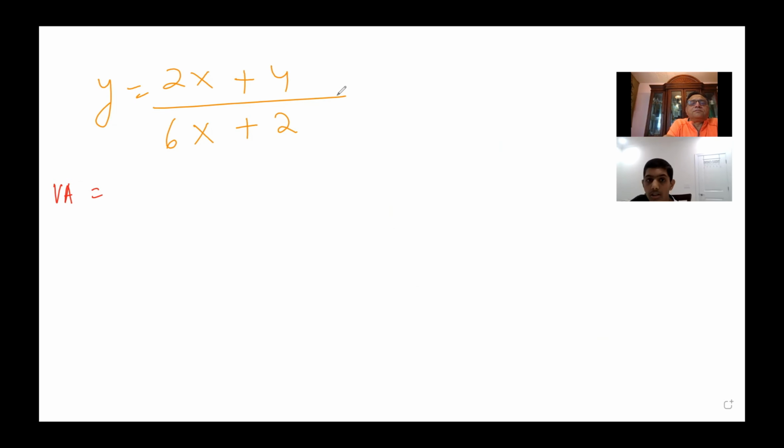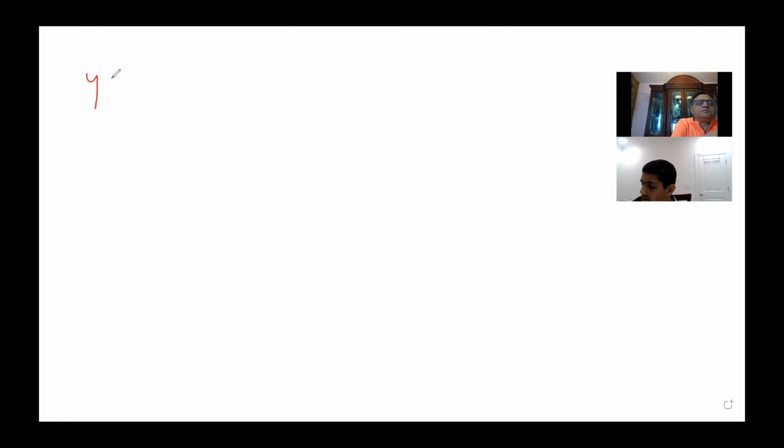Minus 1/3. Wait. Let me change this equation. 3x plus 2. Let me rewrite, clear all. There were common factors, so avoiding that. Is it okay? I changed my equation. Doesn't matter. Now tell me, what is the vertical asymptote?